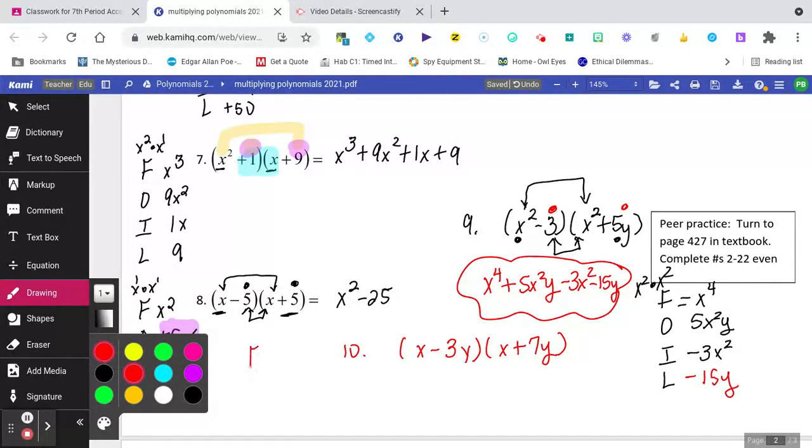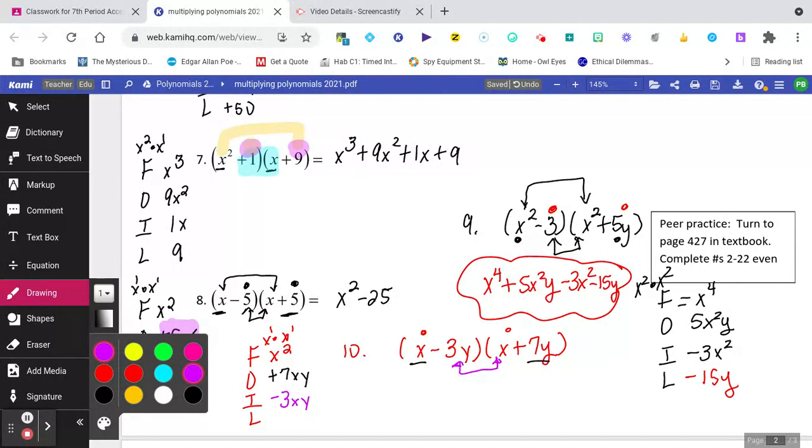Okay, and I'm going to use FOIL on that one. First in each set is an x and an x. So x times x with the understood ones is x squared. On the outside of each set, there's x and 7y. X times 7y is positive 7xy. In the innermost parts, I have negative 3y and x, which is just negative 3xy. You could have put negative 3yx, but it's the same thing. I put mine in alphabetical order.